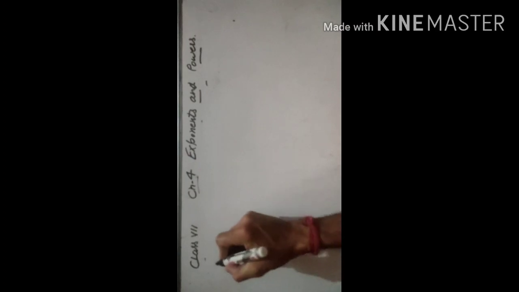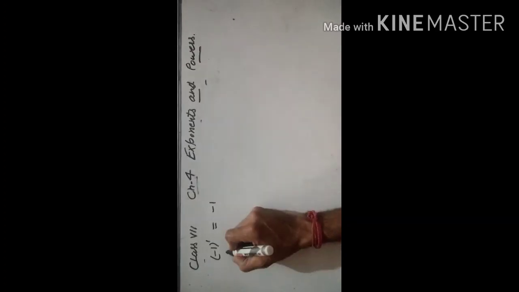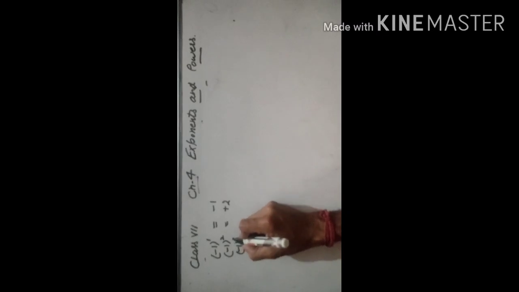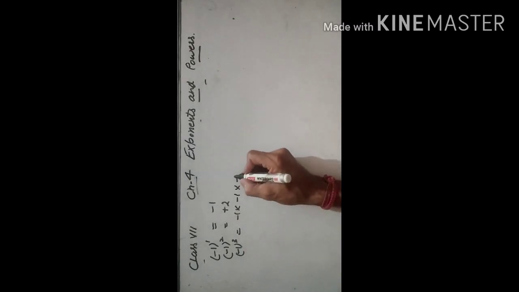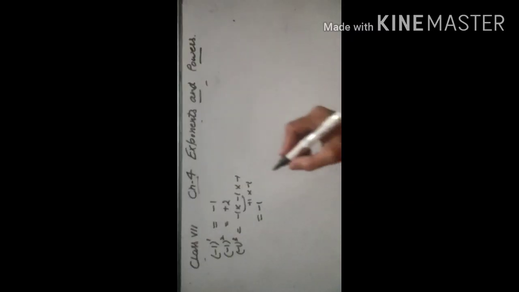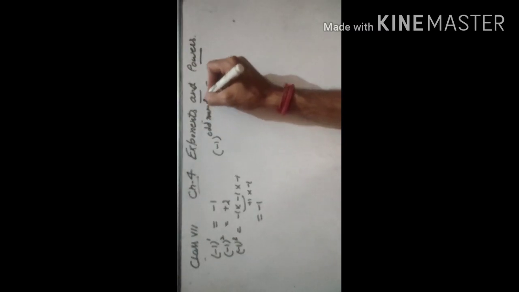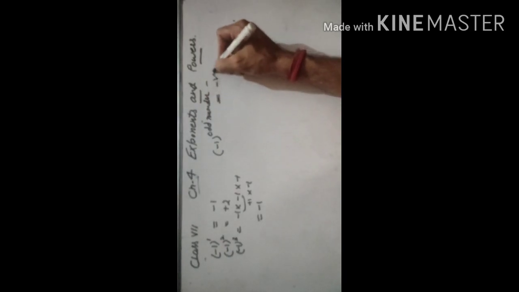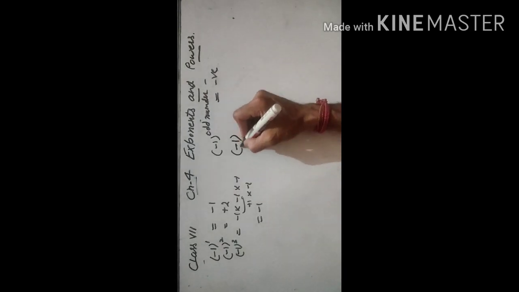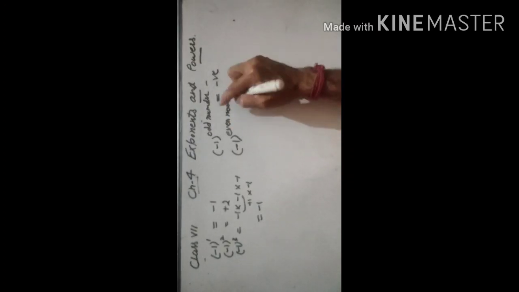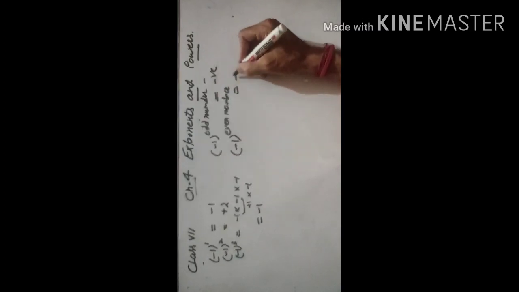Now see, minus 1 to the power 1: if power 1 is there, the answer is minus 1. Minus 1 to the power 2, the answer is plus 1. Minus 1 to the power 3 means minus 1 × minus 1 × minus 1, this becomes 1 × minus 1, then again minus 1. Now minus 1 to an odd power, the answer is negative. Minus 1 to an even power, then the answer is positive.